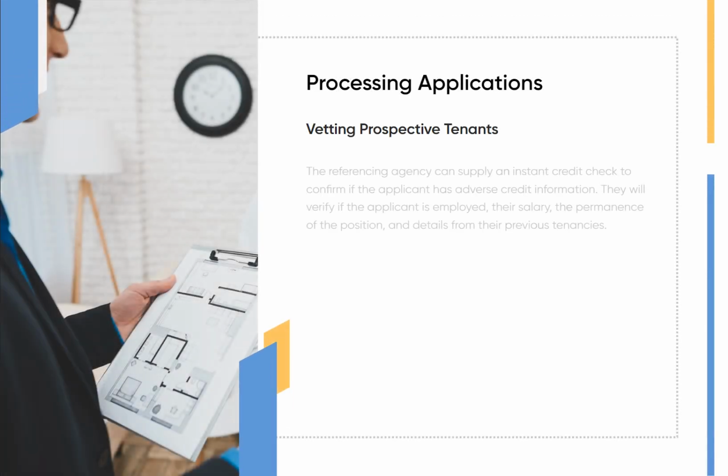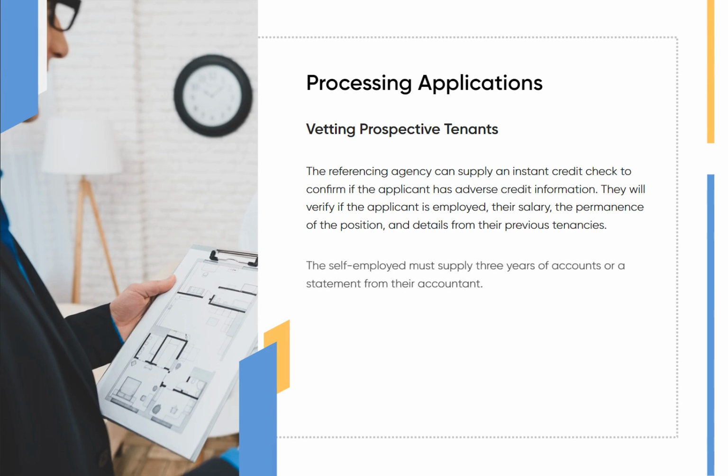Vetting prospective tenants. The referencing agency can supply an instant credit check to confirm if the applicant has adverse credit information. They will verify if the applicant is employed, their salary, the permanence of the position, and details from their previous tenancies. The self-employed must supply 3 years of accounts or a statement from their accountant. The agency will send you a report and recommendation.